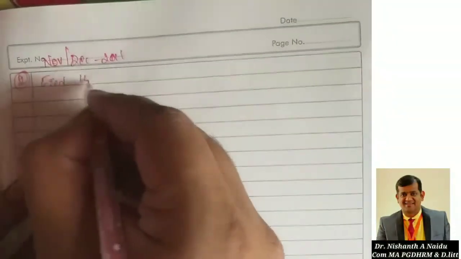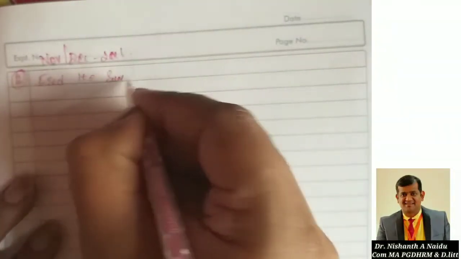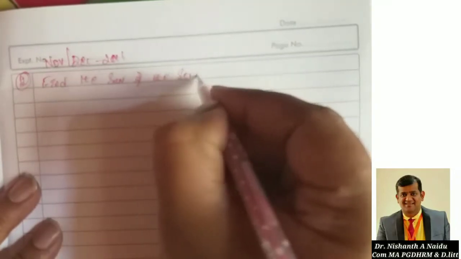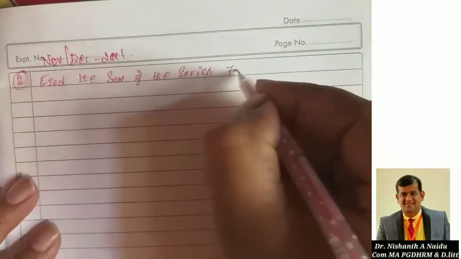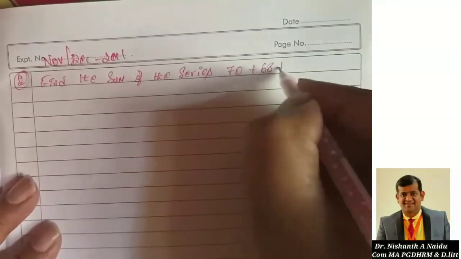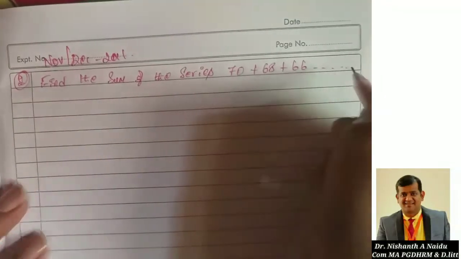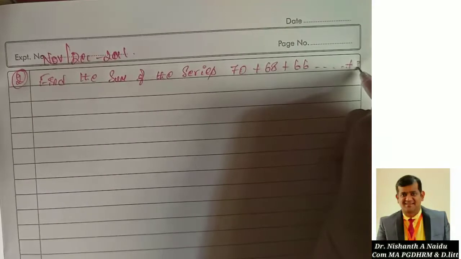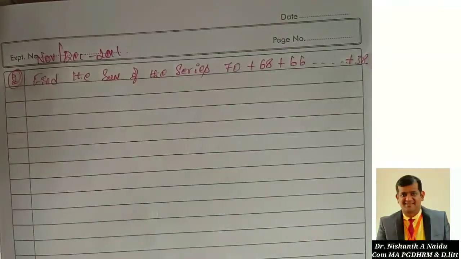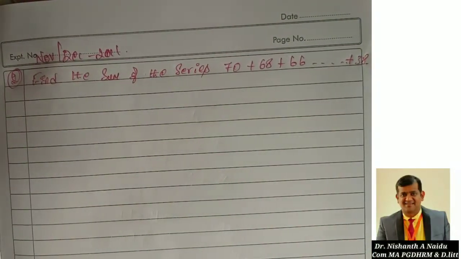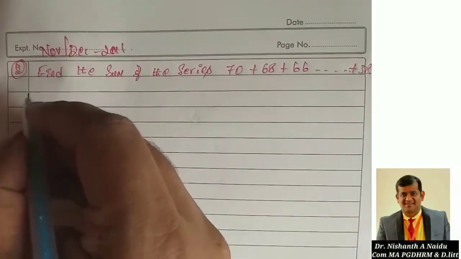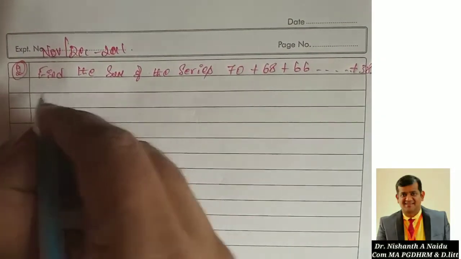Find the sum of the series 70 plus 68 plus 66 and so on plus 38. Okay, so first thing you need to do, make a simple note of all the information you have here.